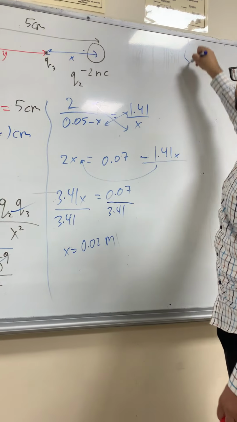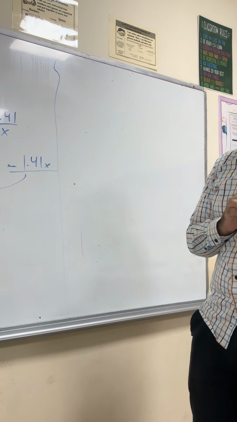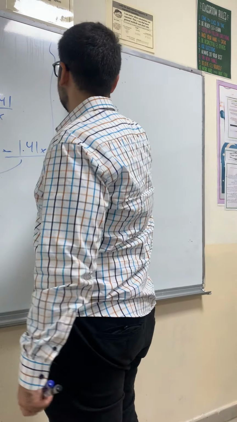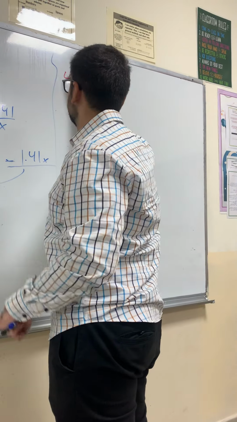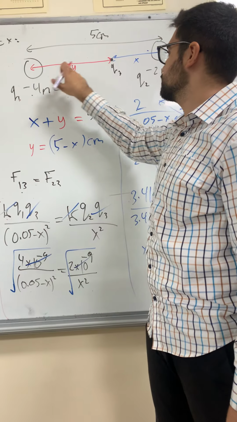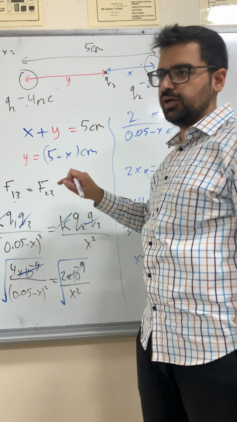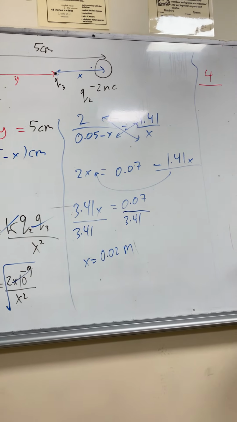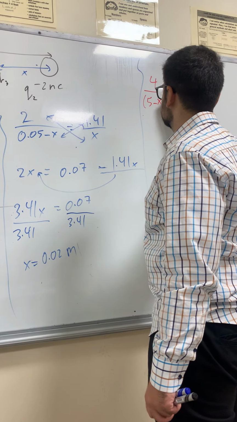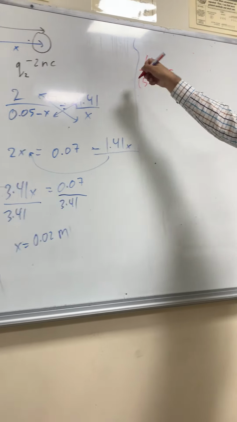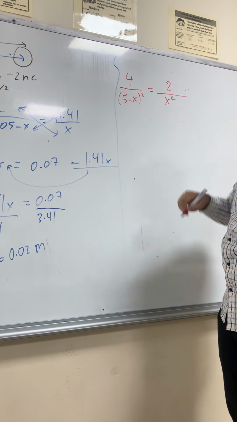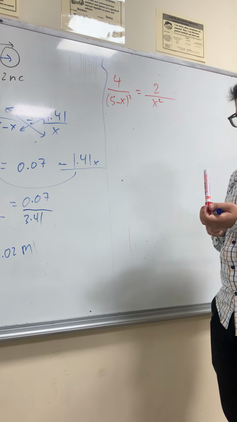Can we do this in less steps? Yes, we can. This is how. You take the magnitude of the first one, which is 4 nanocoulombs. You take it like this, 4, over the distance from it to the charge. What's the distance from it to the charge? 5 minus x. You can remove all the units if they have the same units. So 5 minus x squared equals, you take the magnitude of the second one, which is 2, over distance between it and the charge, which is x squared. What do you do? Square root.